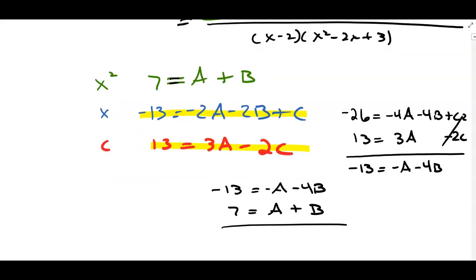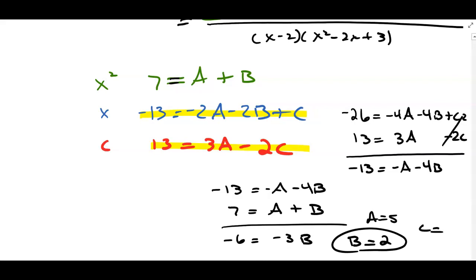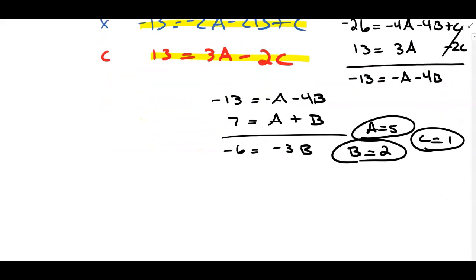And so that's going to give me what? Negative 6 equals negative 3b, so b equals 2. Yep, b is 2. If I know b is 2, I can see real quick from that first equation that a has to equal 5. And then by plugging in my 2 and 5, I can see that c is 1. So there you go. I got everything, which lets me now go back to my integral.